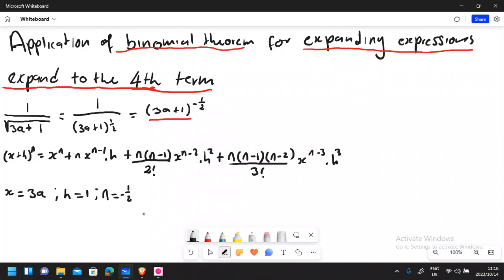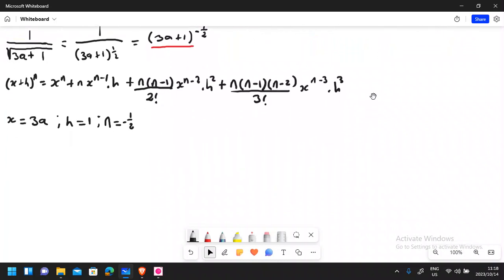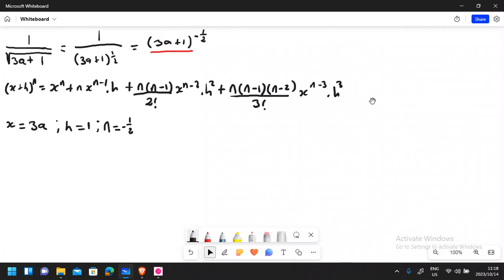Guys, when it's like this, I find it easier to simplify this problem. Remember guys, this will take a little bit long, so you have to pay attention and also be patient with yourself and also me on this video. But you can pause and continue later on. Alright, so now let's start substituting, guys. Remember, the first term is x to the power of n. So what is our x in this case? Our x is 3a. And then what is our n? Our n is negative half. There we go. First term, simple. Done. Let's go to the second term.